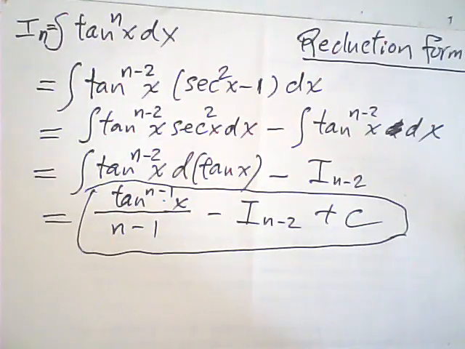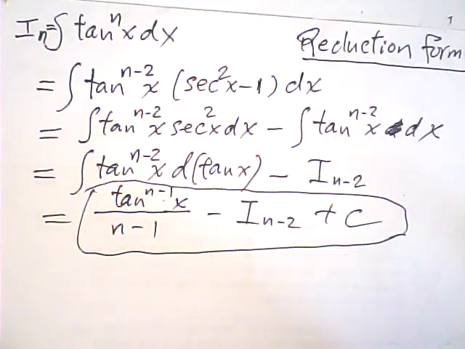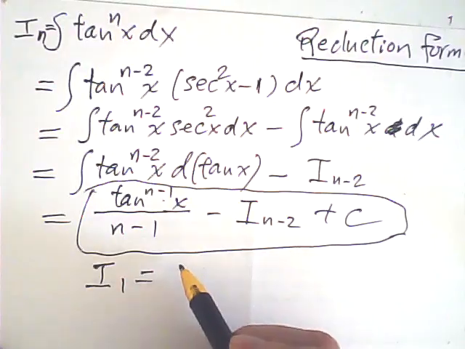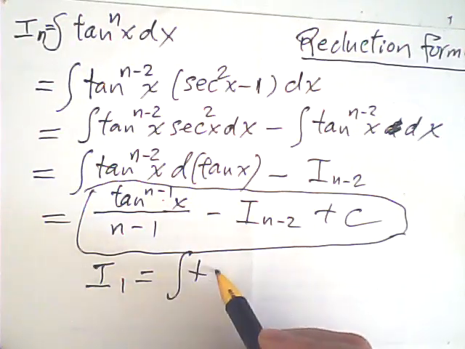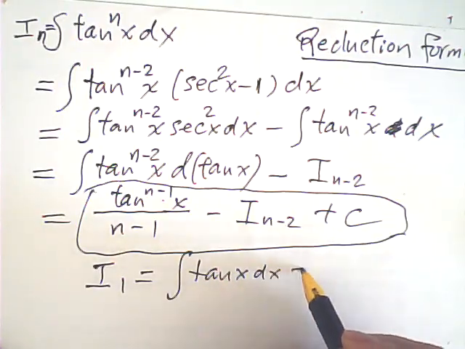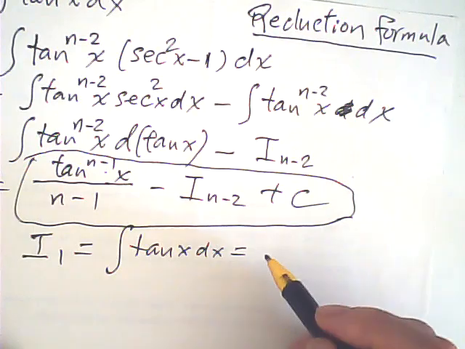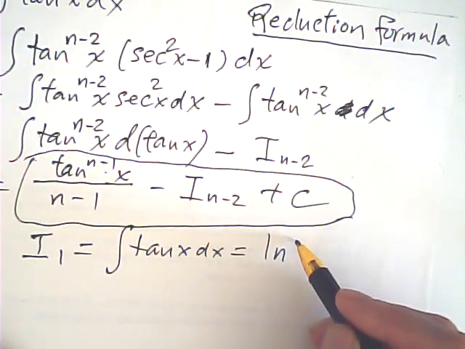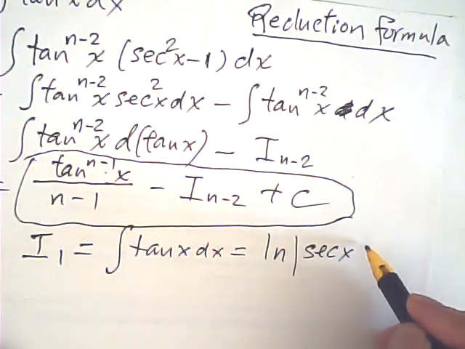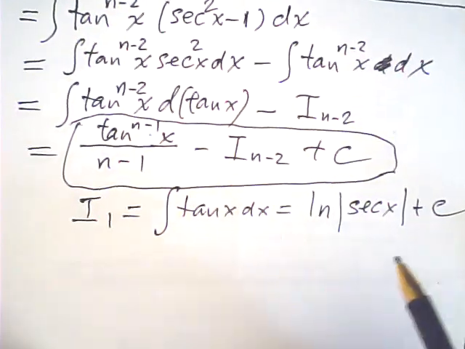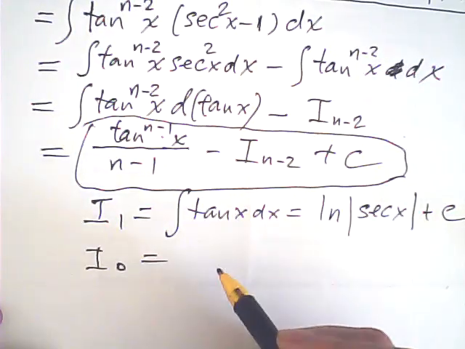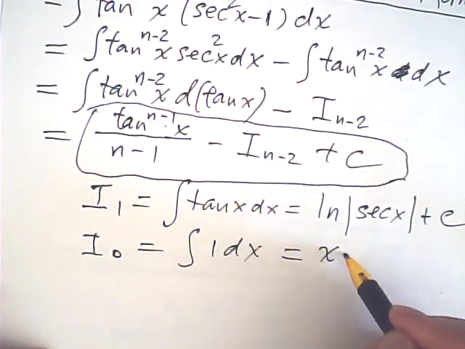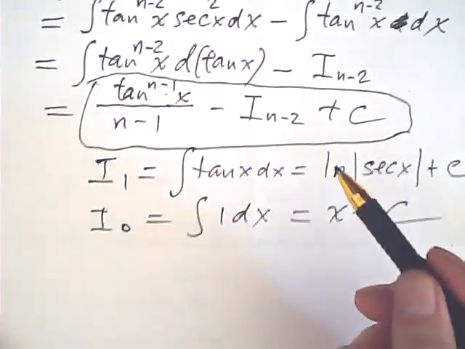Now, in which I get 2 things. I1 is equal to the integral of tangent x dx, which is equal to log secant x plus c. Okay? And I0 is equal to the integral of 1 dx. Right? So this is equal to x plus c.